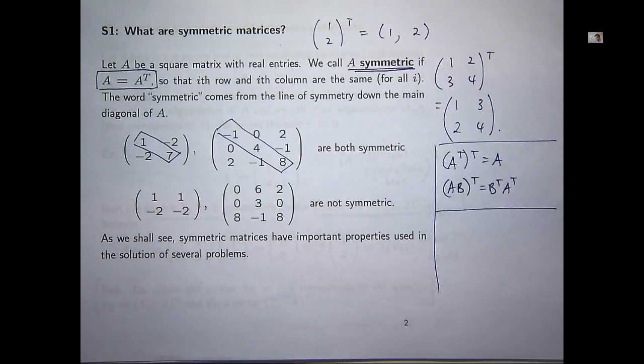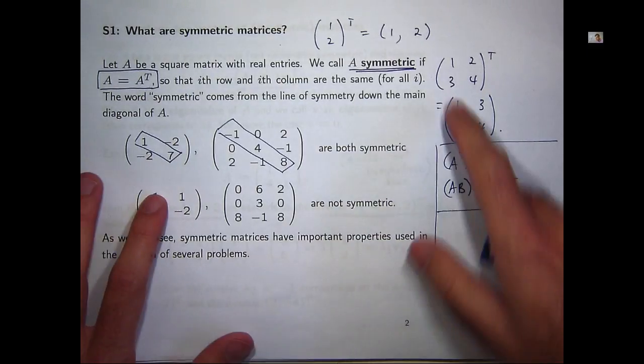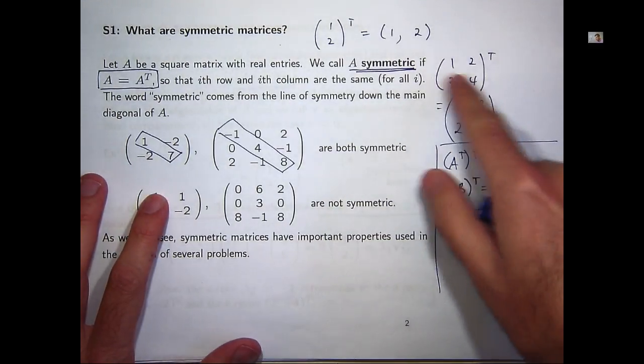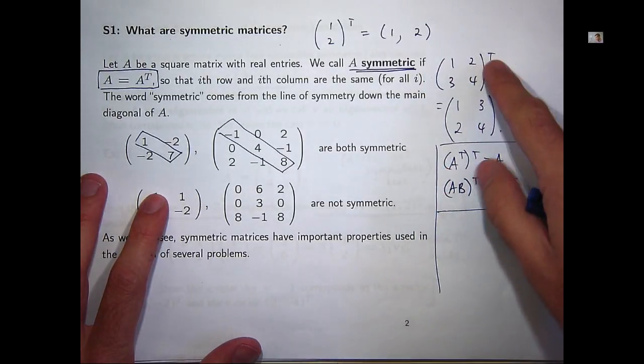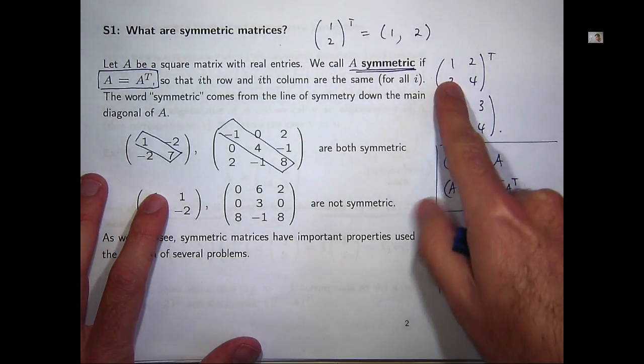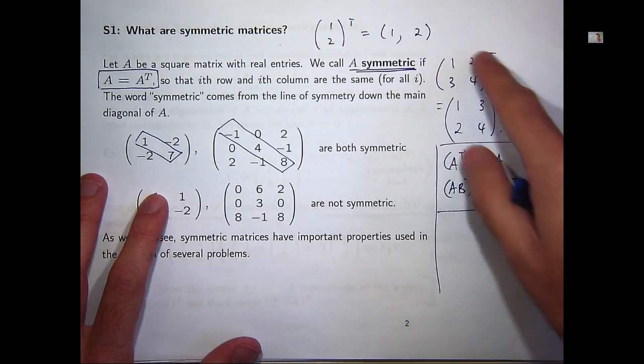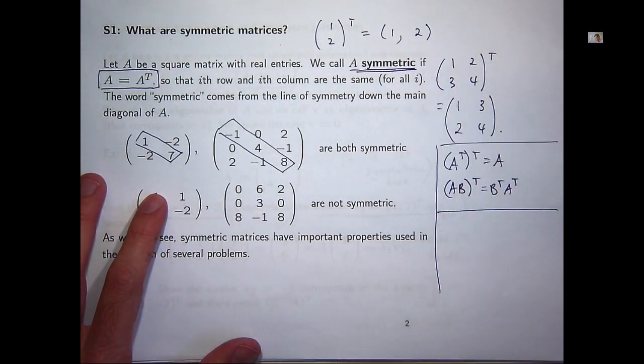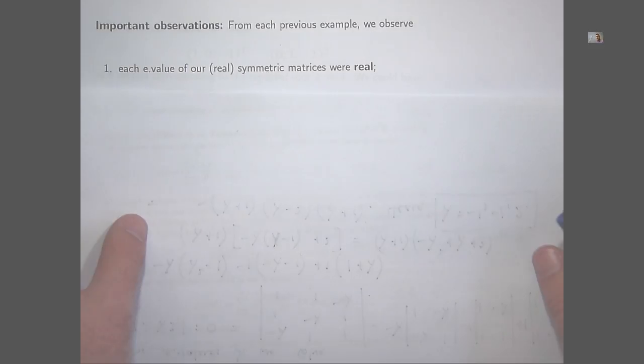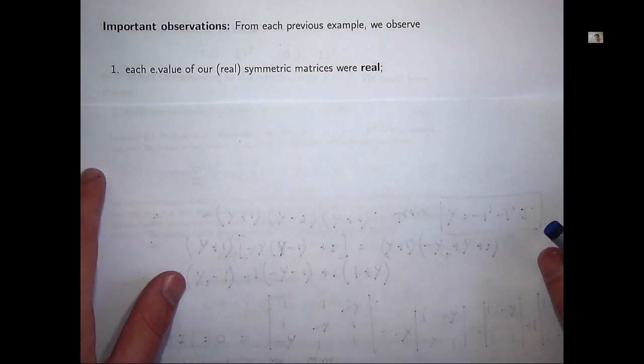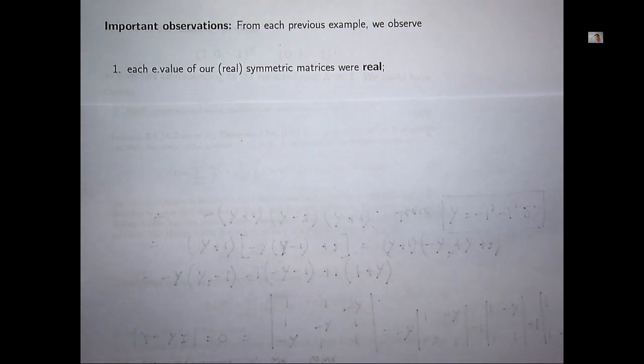When we talk about the transpose of a matrix, let's say you have a 2 by 2 matrix here and you want to take the transpose. You just take the first row and make it the first column, and take the second row and make it the second column. Now, a couple of important observations. I'm not going to prove these things, but hopefully you can get a feel for what's going on with the 2 or 3 examples that I've given you.